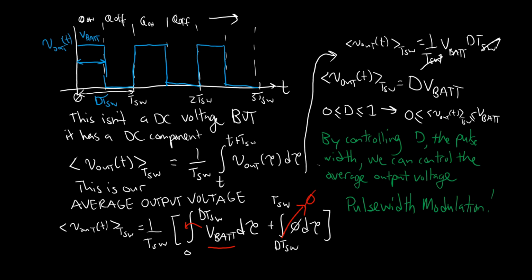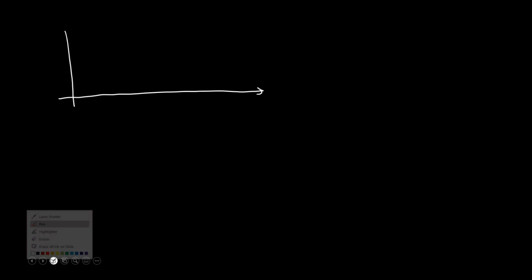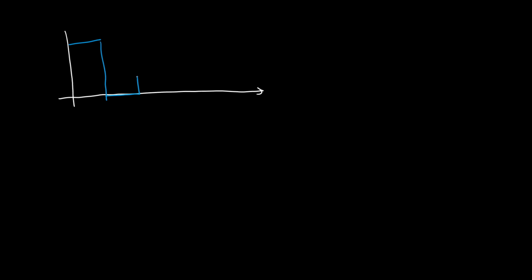When the switch is on, it doesn't burn any power. When the switch is off, it doesn't burn any power. So currently, we're not burning any power by doing this. However, we're still not done. We still have some problems. So let's just redraw our output voltage. So again, we have this square wave. We found the average is great. The average is exactly what we want.